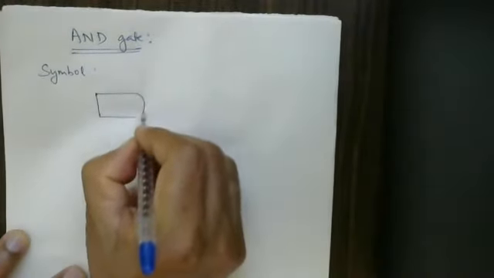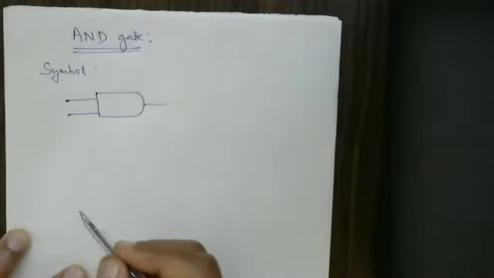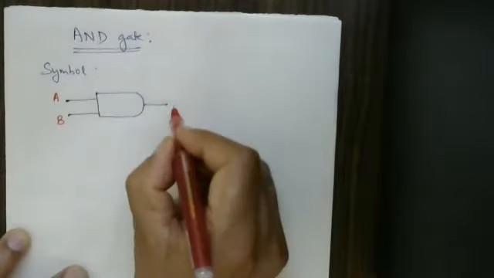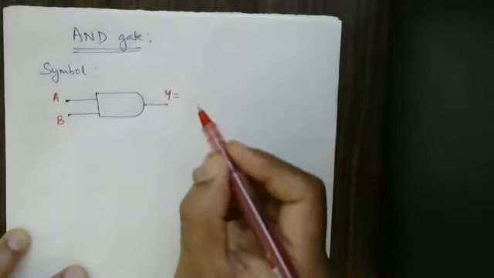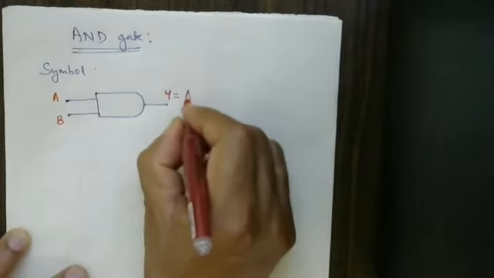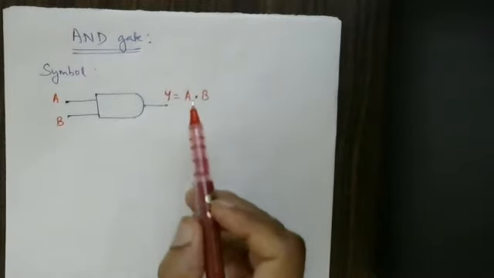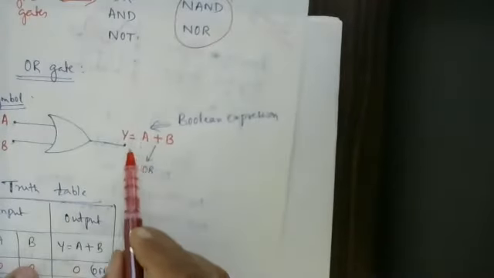Like this. There are 2 inputs and there is an output. This is input A, input B, output Y is equal to, the output is represented here by a dot, into, multiplication. Logical multiplication. OR gate is logical addition. This is logical addition. This is logical multiplication.